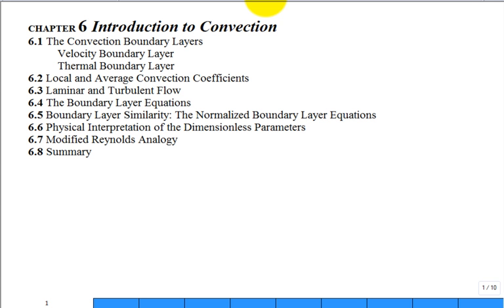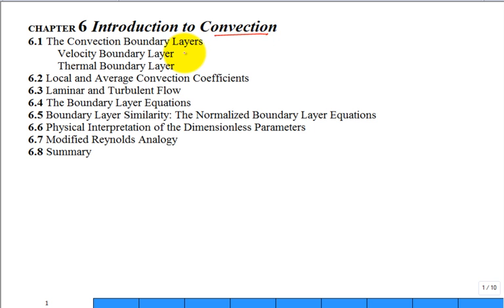So we're starting this chapter, Introduction to Convection. This is the precursor to the chapters that deal with external convection, internal convection, and natural convection, so like the next three chapters after this one. This is the building block. It's fairly abstract, or it lays the foundation, I should say, for convection analysis.